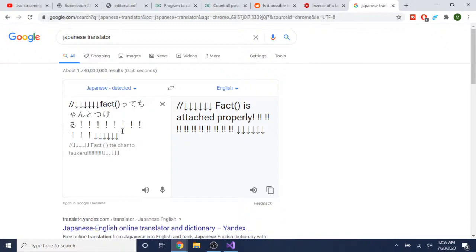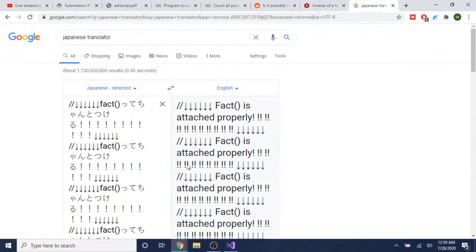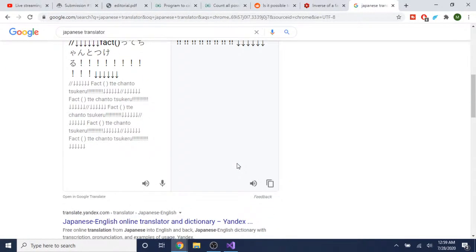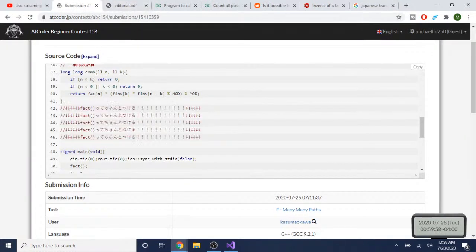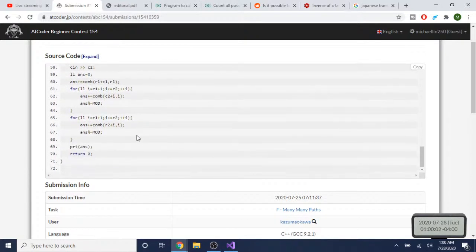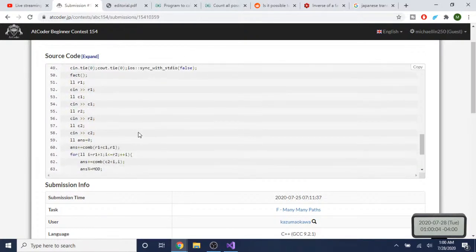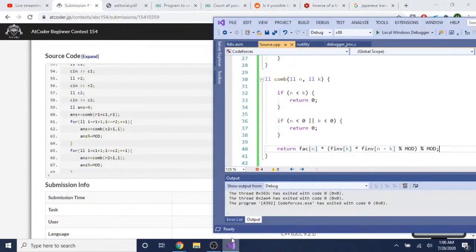Let's paste the whole thing. Okay, let's paste the rest of this. Let's see. What does this mean? Fact is an attached property. It's just doing this that many times. Okay. Well, whoever you are, I wish I understood Japanese. It might be a subtle hint or something. A hint. I don't know.